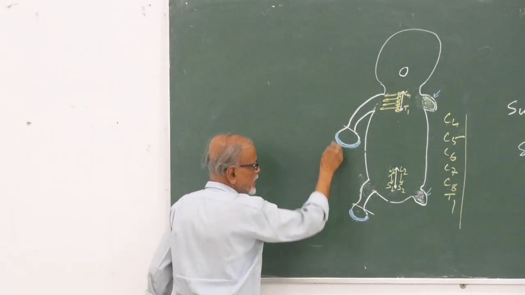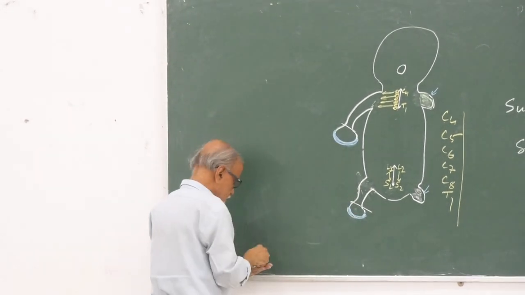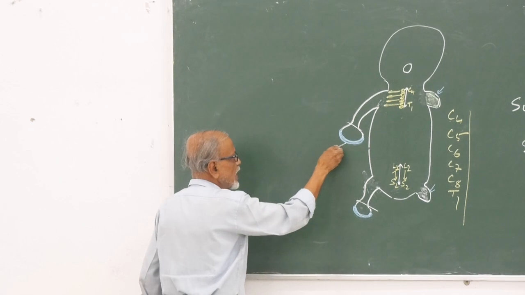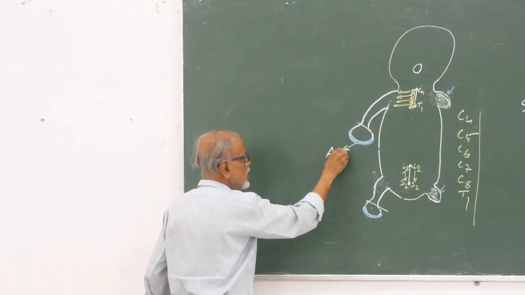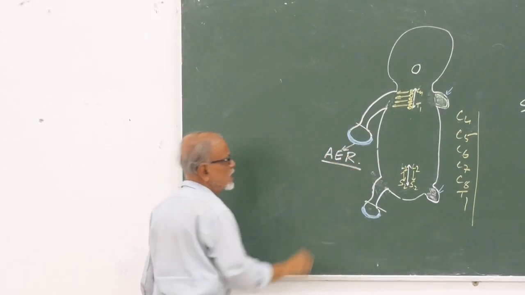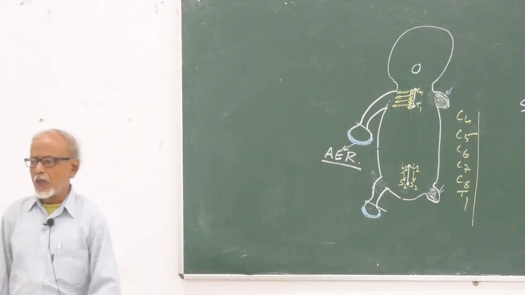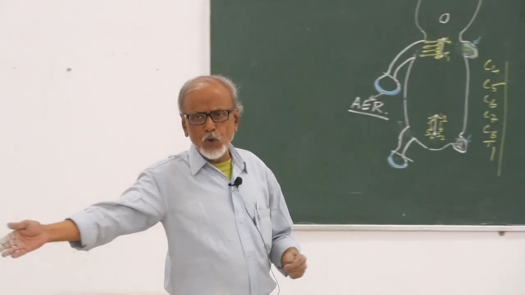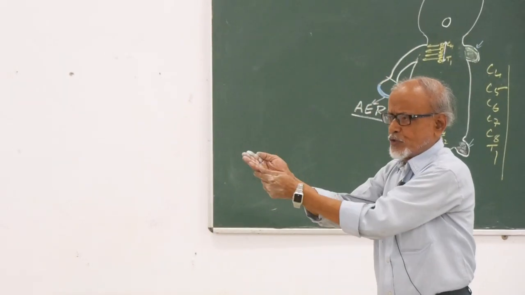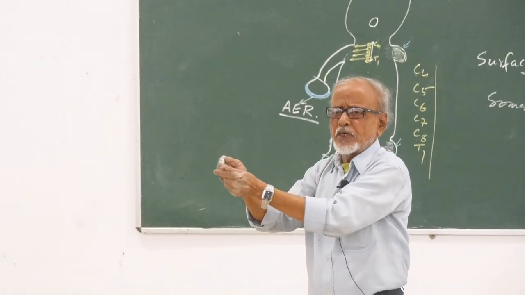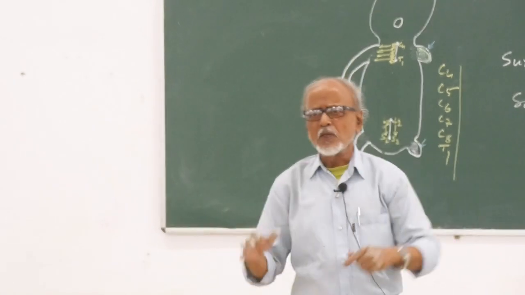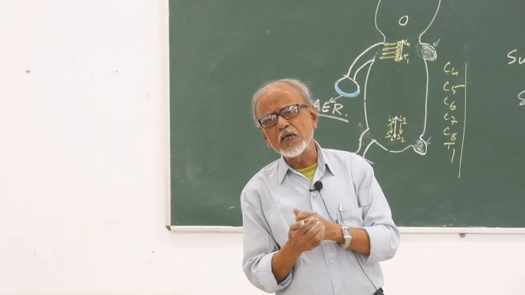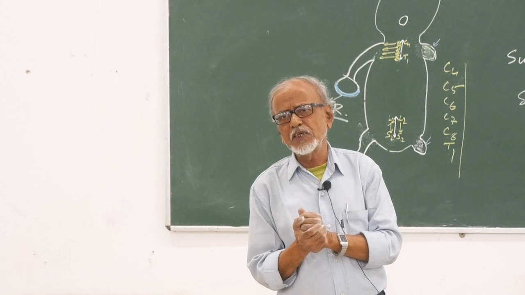In the hand plate and the foot plate, the name of this thing is AER, the apical ectodermal ridge. It is at the tip of the growing limb, and since it involves the surface ectoderm, it is called the apical ectodermal ridge.